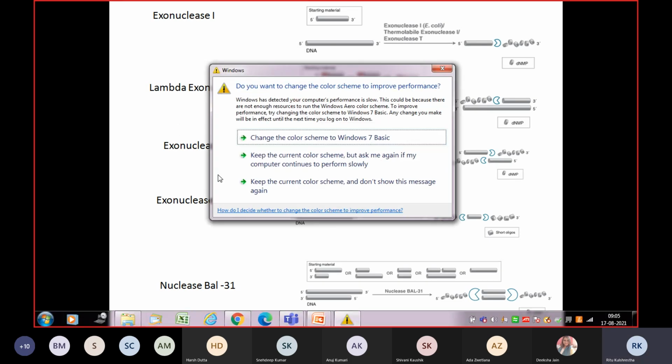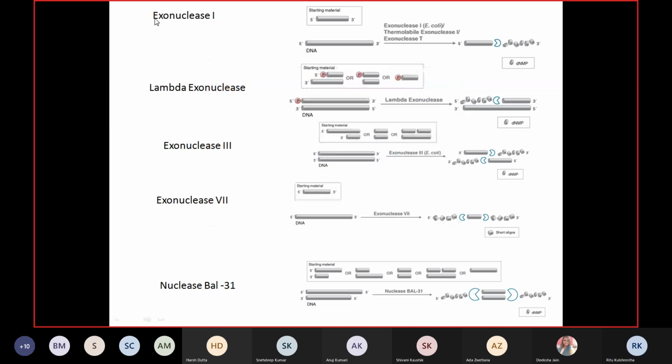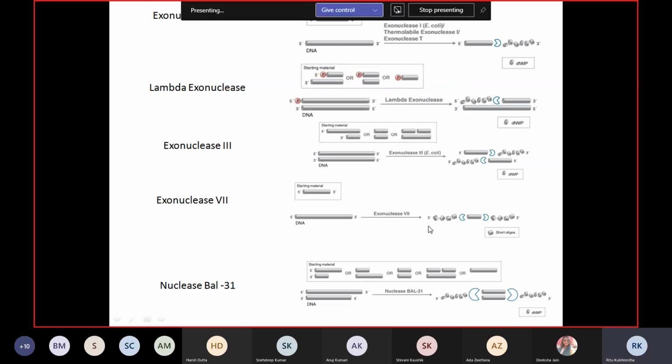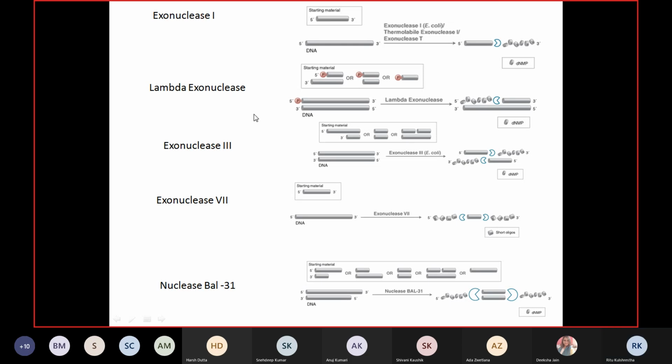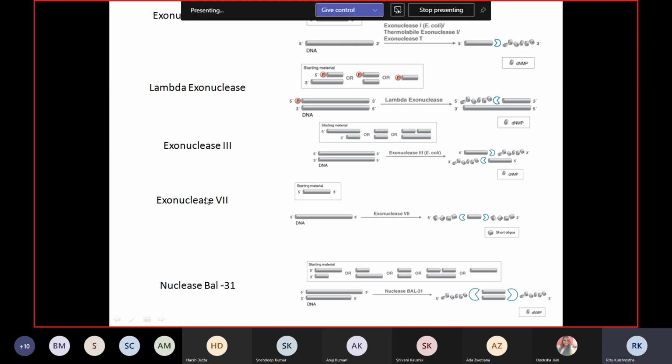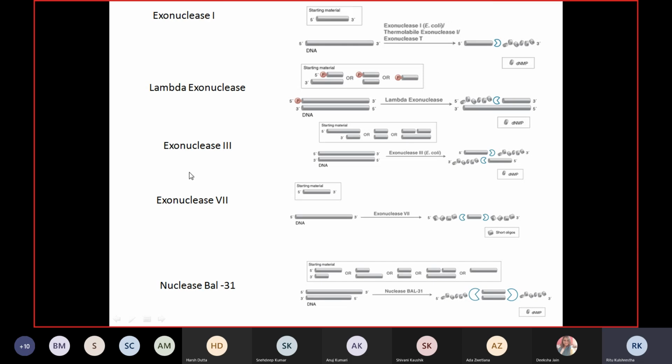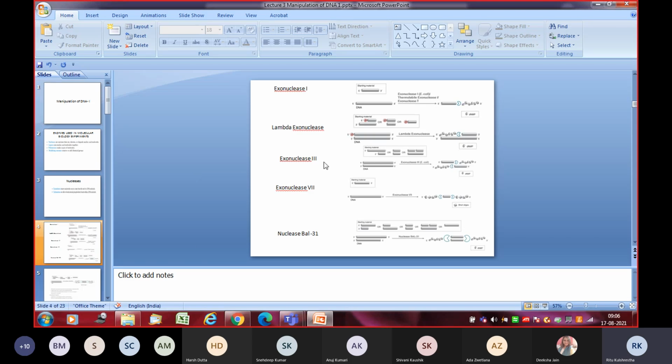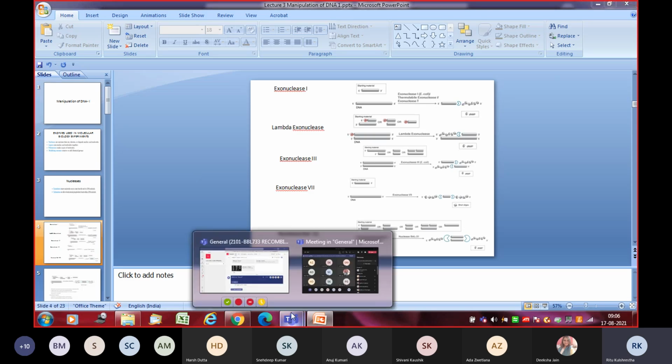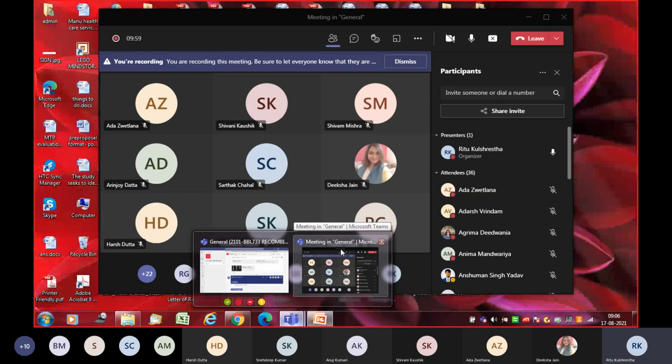So, coming to this slide, which shows so many different types of exonucleases. Okay, is there some message on that? Because I can't see. No.